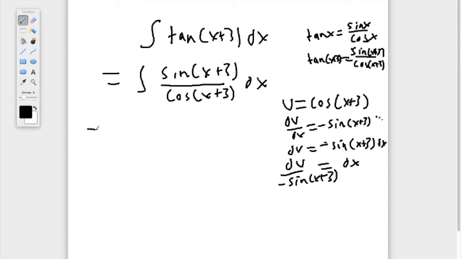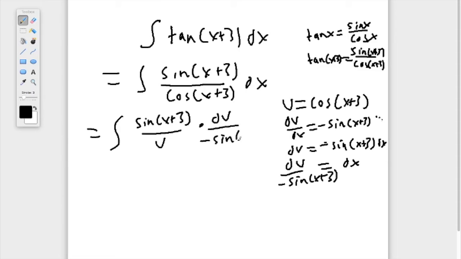So we have our u, so that's sine of x plus 3 over u, and then times du over negative sine of x plus 3. So now they cancel out. So you get negative 1 over u du. And then when you integrate this, you get negative ln u.